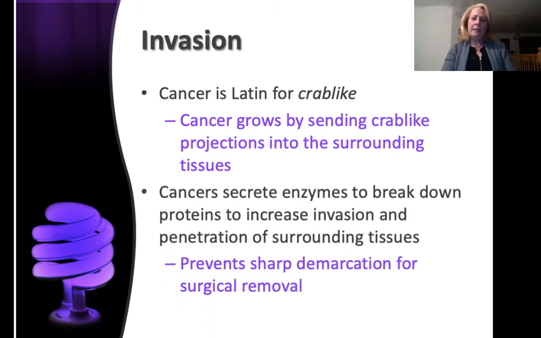Now, these cancer cells then can secrete kind of like digestive enzymes, and it breaks down any protein barriers so that the cancer cells can continue to project into the tissues. And so it makes it very difficult to remove any of these cells by surgical procedures, because you may have these really thin lines of cells that are penetrating into different places.